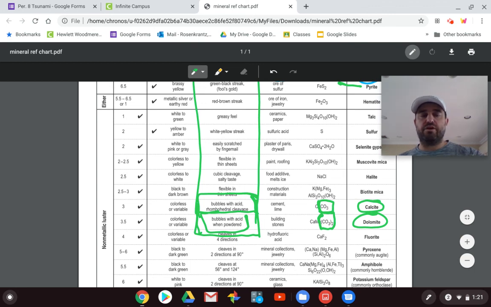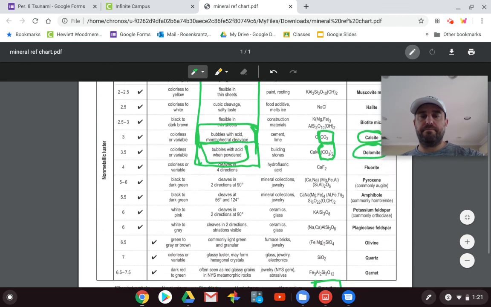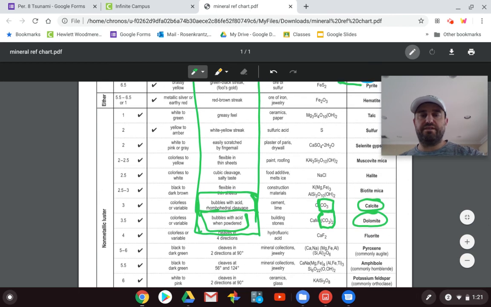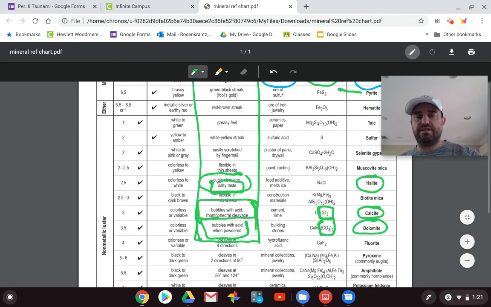Okay, I'll give one other distinguishing characteristic from this chart. And that would be salty taste. So right here, so halite is table salt. So you didn't have to memorize that halite is salt. It tells you right here, salty taste. And then if you look under the uses column, it says right here, food additive, which means we add salt to our food. It also melts ice.